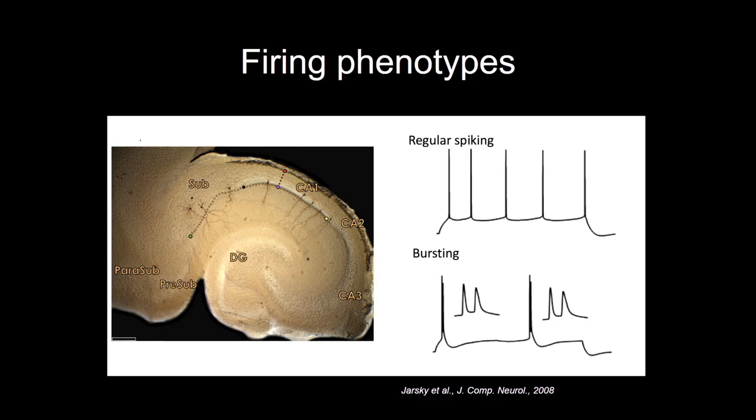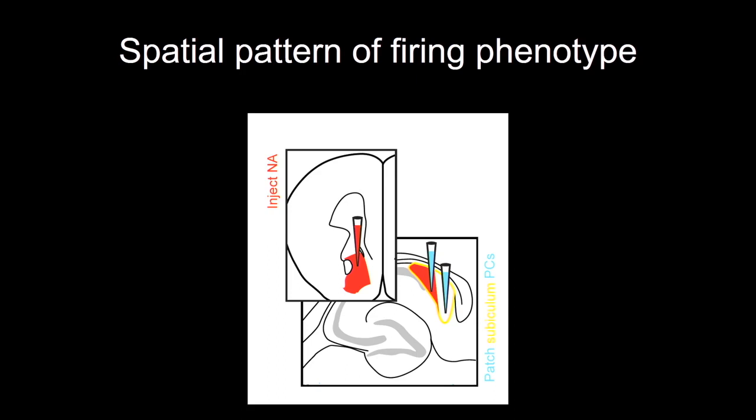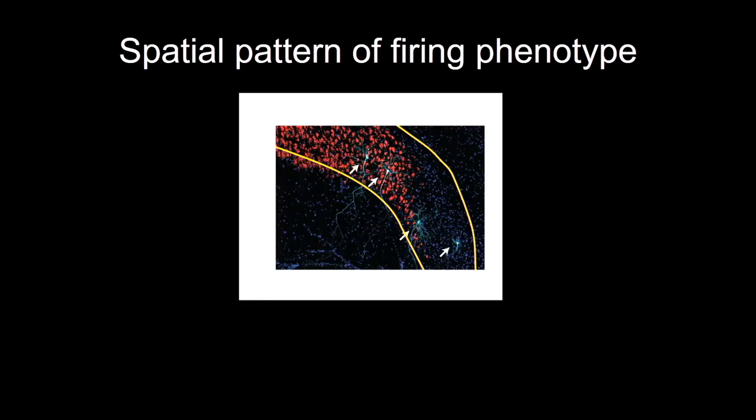Work from others, including Tim Jarsky, has shown that there's a proximal distal bias to where you find these regular spiking and bursting cells. So a natural question is, do these align with this proximal distal divide that we found before? Of course, we need a way to just visualize this line. So to do this, in a given animal, we inject the nucleus accumbens with red retrograde beads. We cut brain slices, and then we record from cells across the proximal distal axis. Here's an example of one slice where we've recorded from 4 cells, which are shown here in teal.